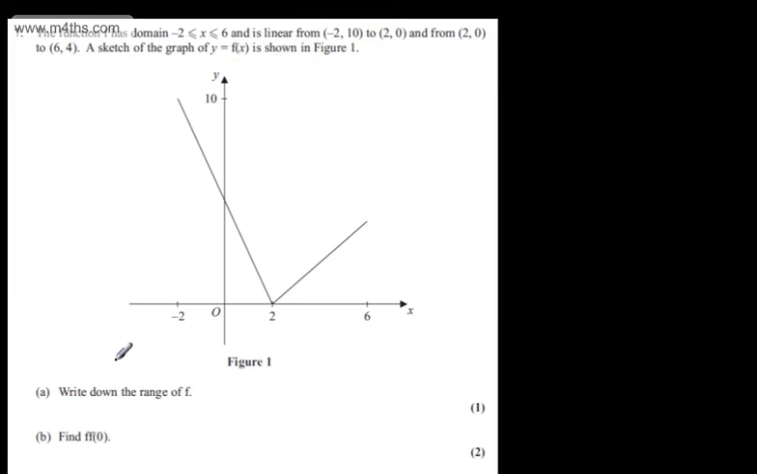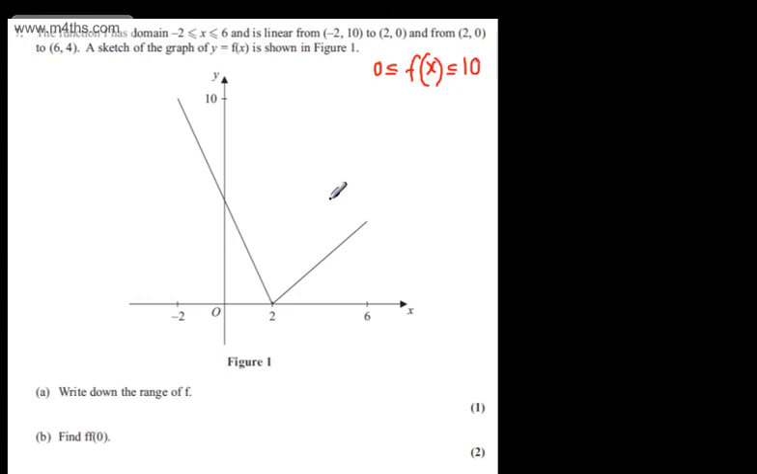In part A, for 1 mark, we need to write down the range of f. We can see this is going to give us values from 0 to 10, so we can say that f(x) will be equal to or greater than 0, yet in turn equal to or less than 10.